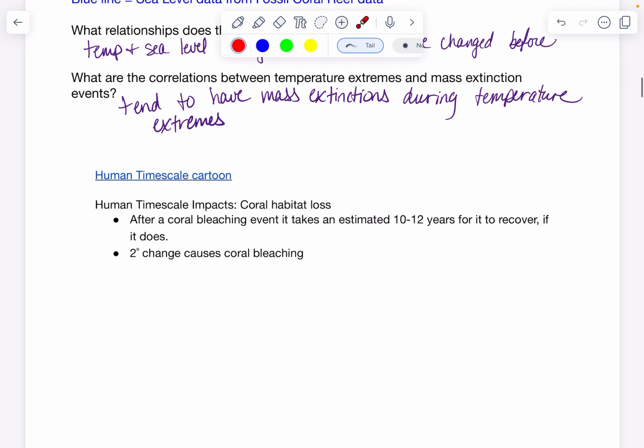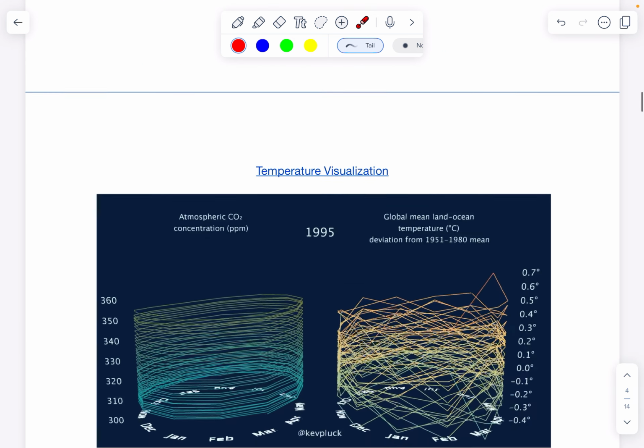So when we start to think about human time scale impacts, one of the things when we first started talking about habitat loss was corals. If we think about this in terms of our habitats, a coral bleaching event will take 10 to 12 years for that coral to recover, and only a 2-degree change causes coral bleaching. So as you look at this cartoon and think about that 2-degree change, think about how long it's going to take for just our corals to recover. That's another thing to think about.